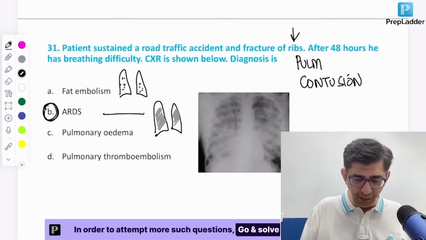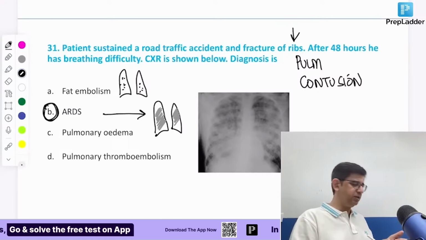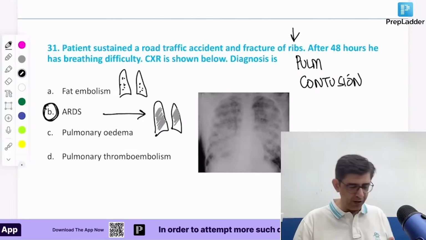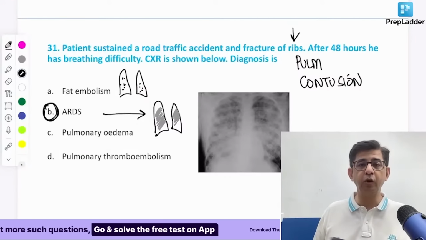But when it comes to fat embolism, it is that snowstorm appearance, those small white dots that can be present here, so that can help in identification. Yeah, Nikhil, you had a good point there, pulmonary washout. Okay, there's a question on why it is not pulmonary thromboembolism?